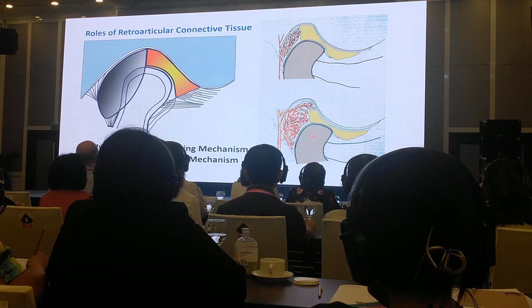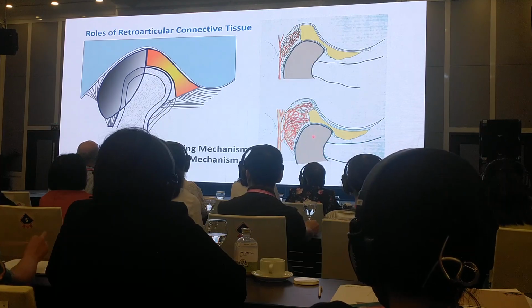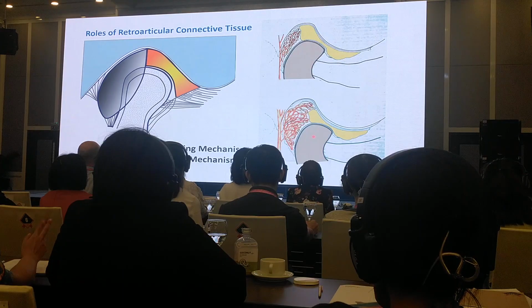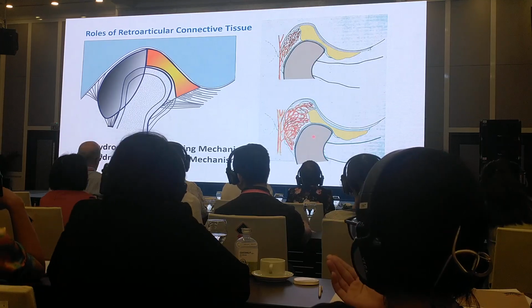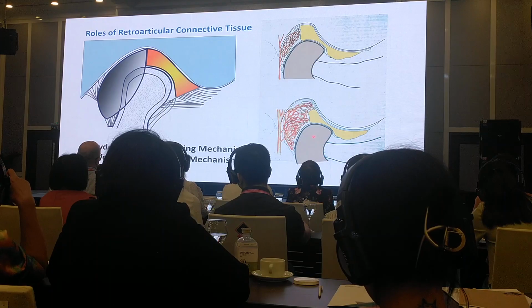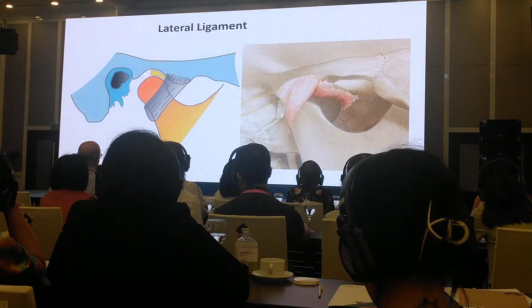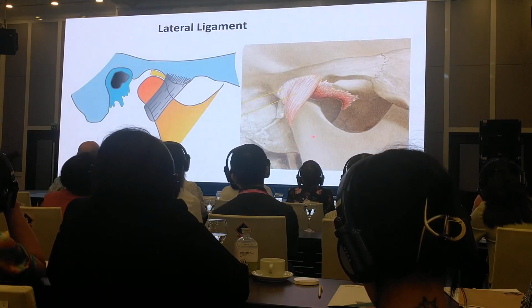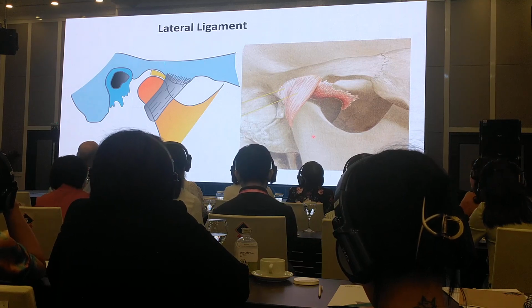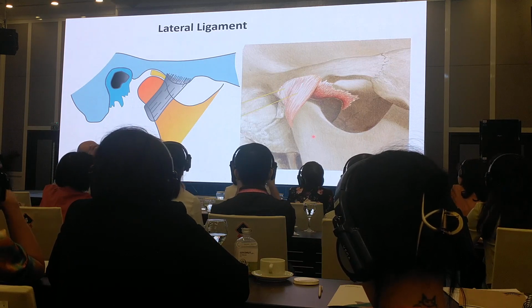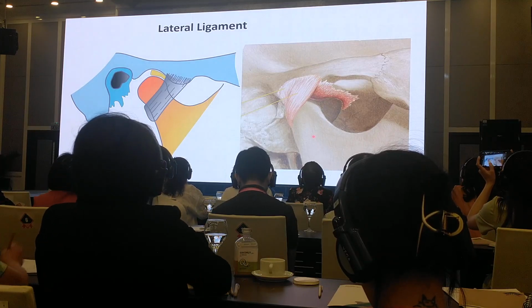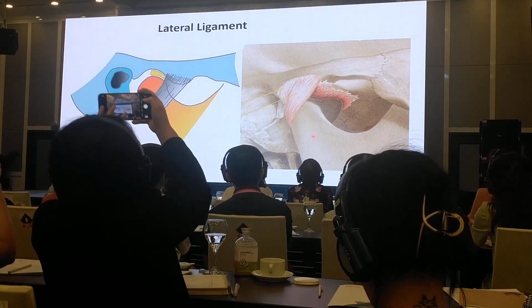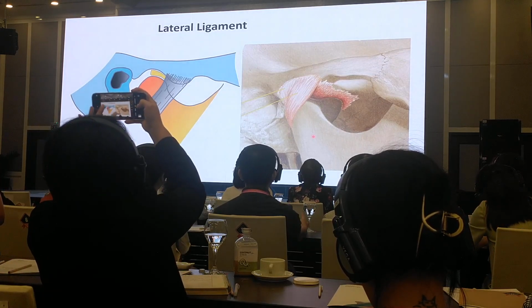This is the retroarticular connective tissue, working like this. But in some cases, patients have a distal problem. I will show you this case. And of course, this ligamental system here, a very strong ligament, this lateral ligament, keeps contact, not forward.